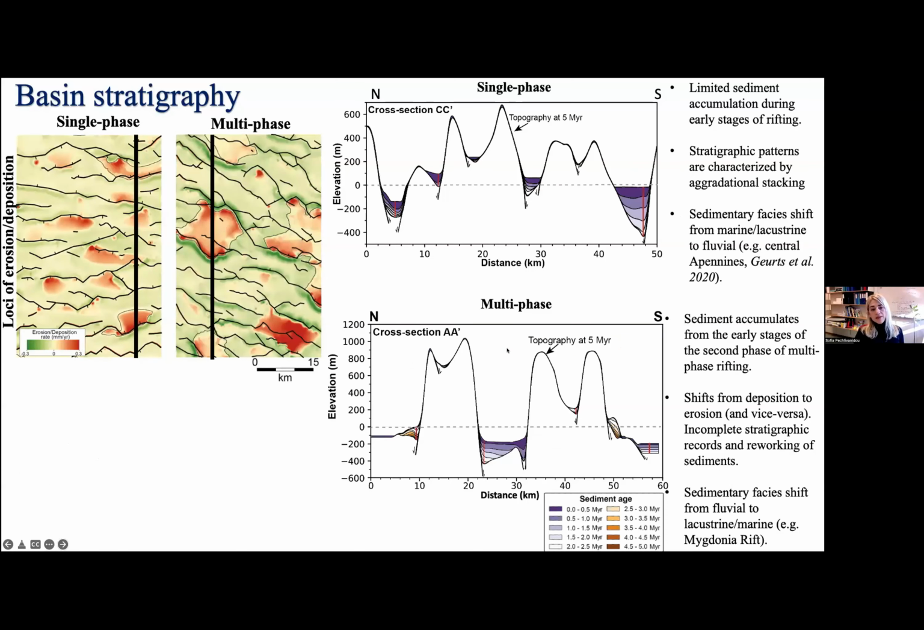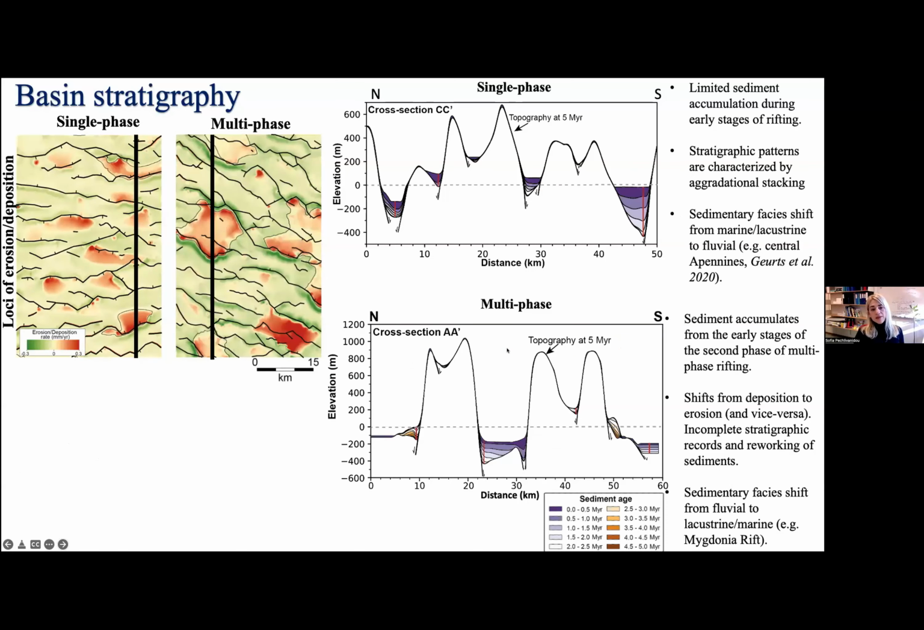Another interesting thing to look at is basin stratigraphy. These are two cross-sections that are going through the main rift epicenters from north to south. I just chose to show you this because I think these are quite representative. In these cross-sections, colors represent sediment age, with white to purple colors being the younger sediments, and brownish to yellow being the older sediments.